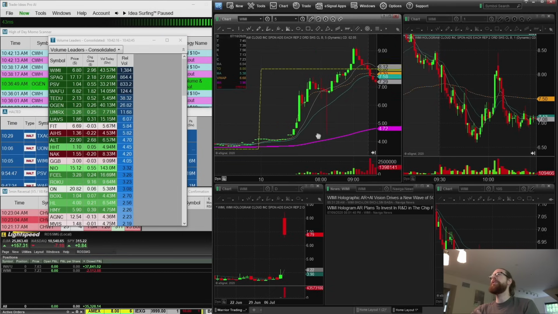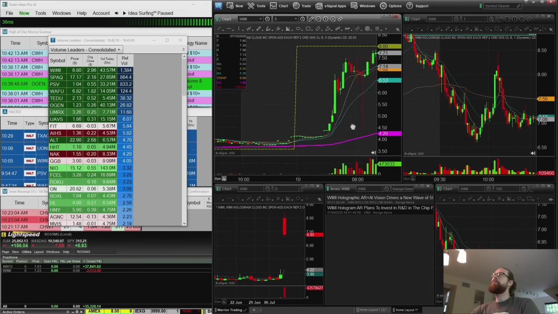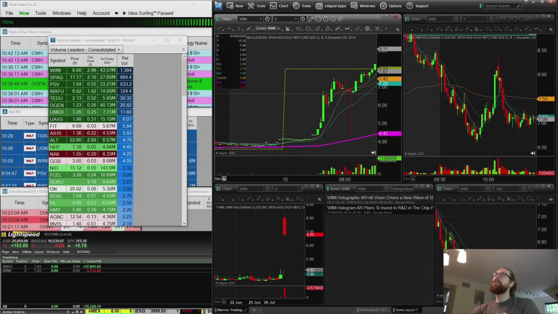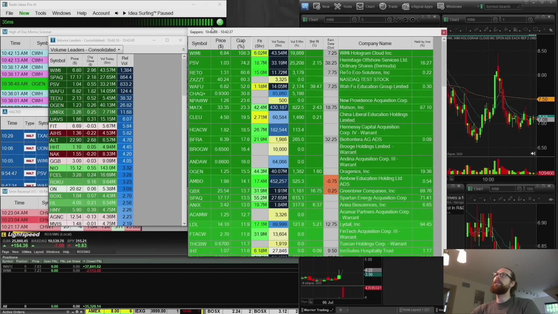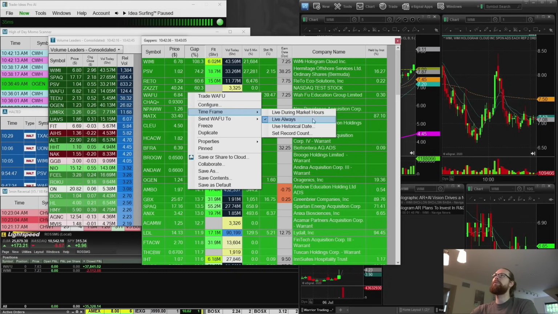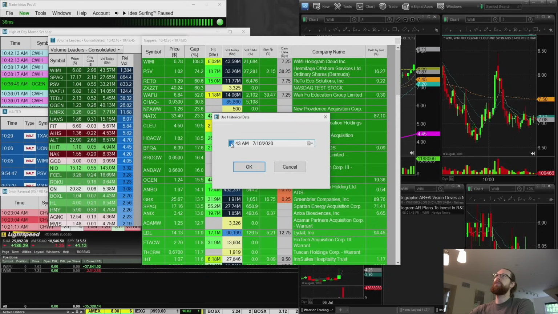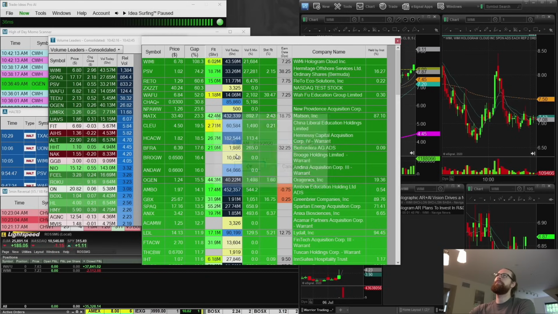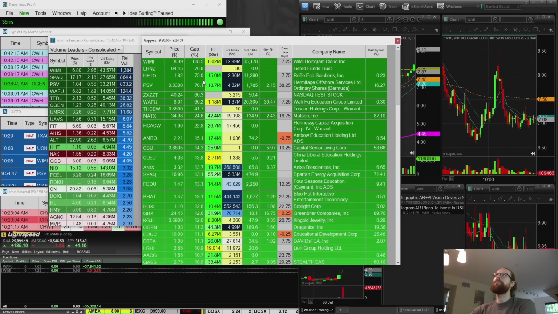So how did I know that this would have high relative volume? Well, pre-market, when I sat down and looked at my gap scanner, so this is the scan that I run, and you can run scans like this in a lot of different trading platforms, I saw, let's do time frame, historical date. I'll run this for 9:20 a.m. WIMI was up here. Now, this software doesn't actually populate relative volume pre-market.